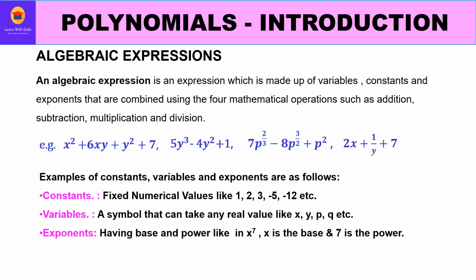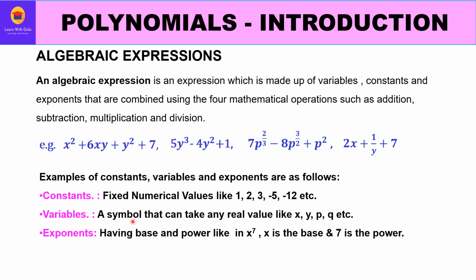Constants are what? Constants are the ones which take the fixed numerical values. Like over here in the first example, we have 7. Right. That is a constant. So it has the fixed numerical value. We have 1, 2, 3, minus 5, minus 12. Over here in this example, again we have 7. So these are the constants.